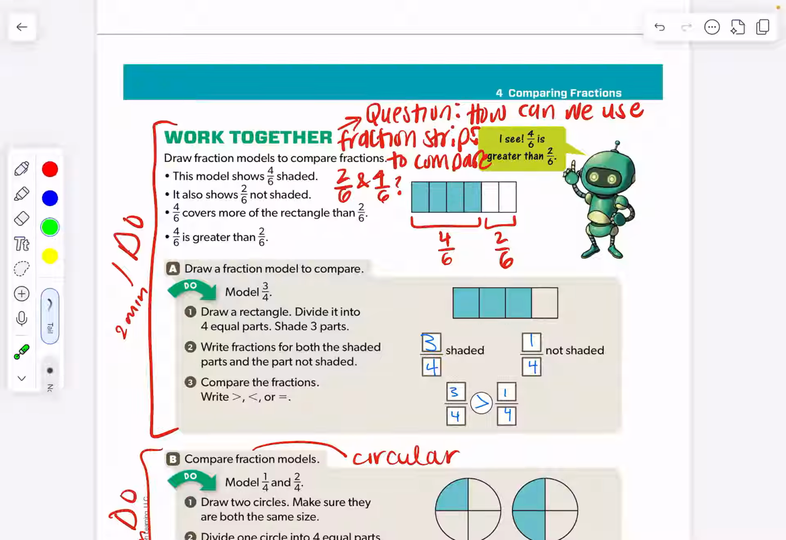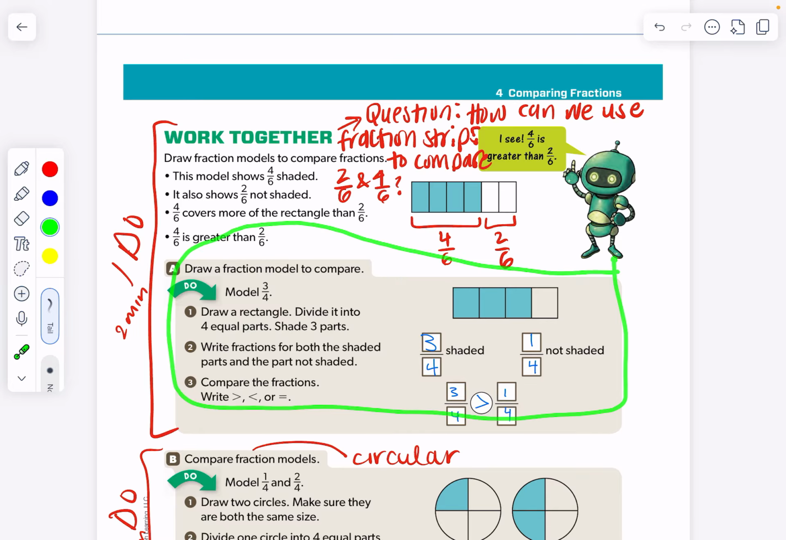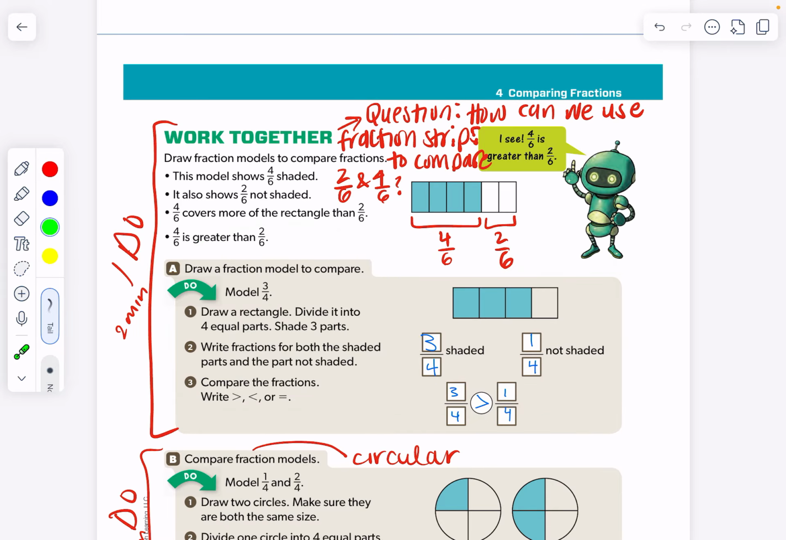What they see is that when they were asked to shade in the 4/6, 4 of those pieces are occupied, whereas 2 of them are not. And so 4/6 is greater than 2/6, right? Then you'll model the same activity down here. This time we are working with fourths.